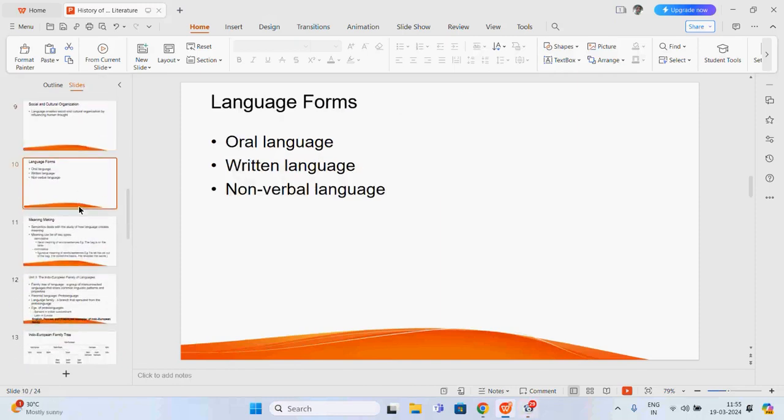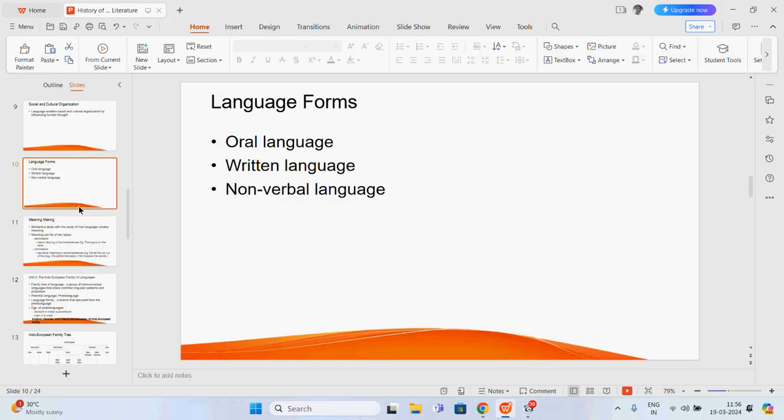Let us quickly look at the language forms. Language can take 3 forms. 1, the oral language. As you listen to me now, you are experiencing the oral language. When you look at your screens and see the slides move from one to the other, you are experiencing language in its written form. When you read from your SLM, you are experiencing language in the written form. When you answer the examination question paper, when you write your assignments, you are experiencing the written language. Then there is non-verbal language.